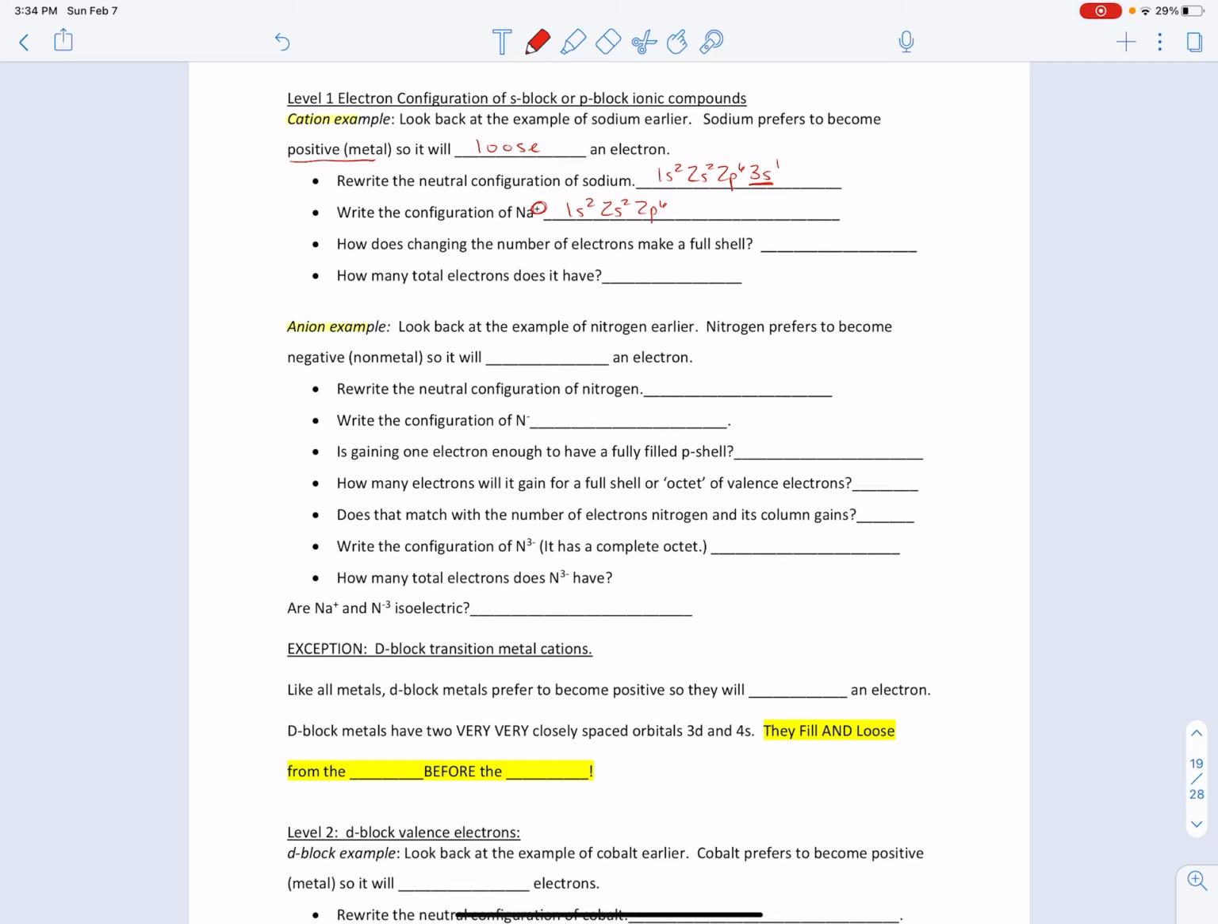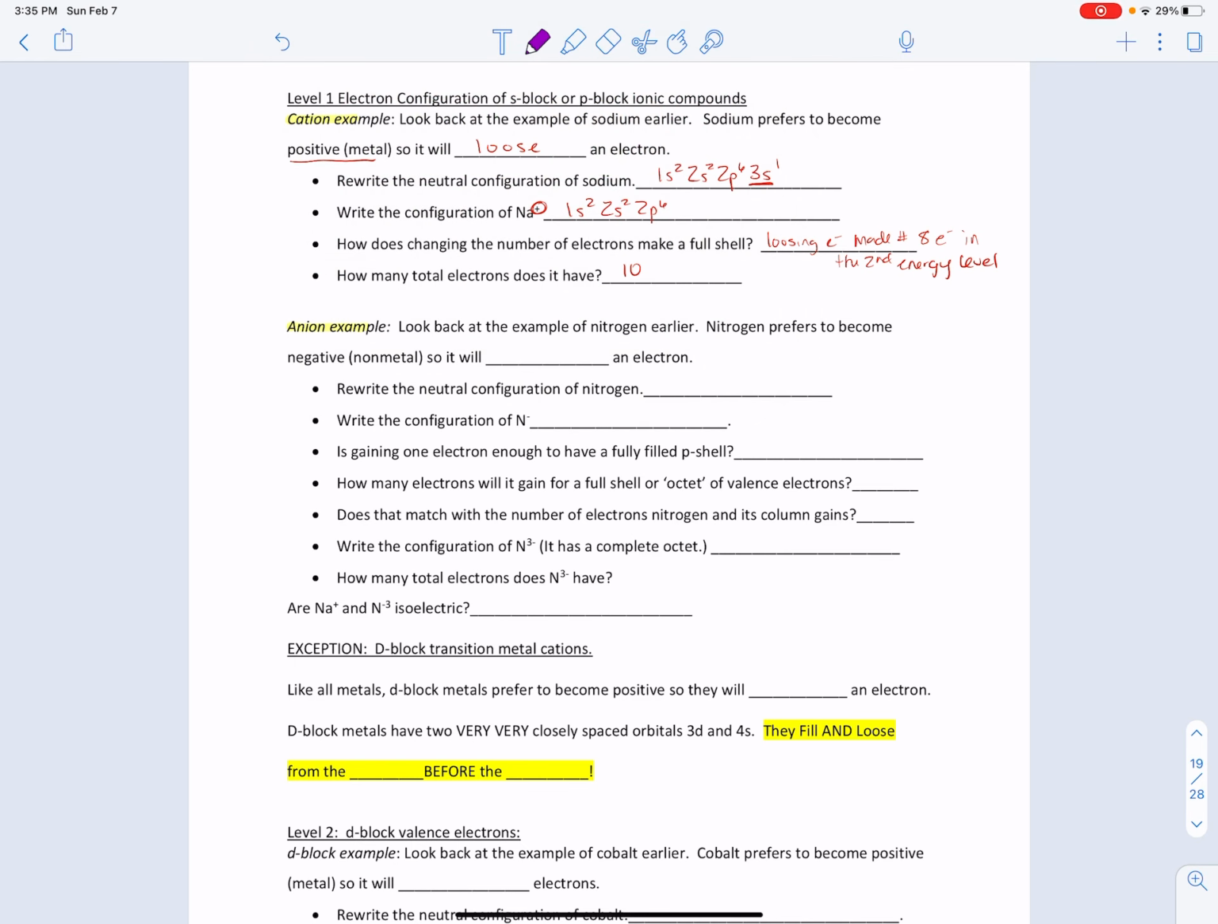How does changing the number of electrons make a full shell? Well, in this case, losing the electron made basically 8 electrons in the second energy level. How many total electrons does it have? It has 10. Notice it did have 11 and now it has 10. So let's look at an anion.